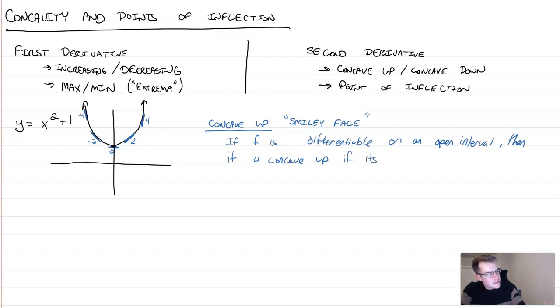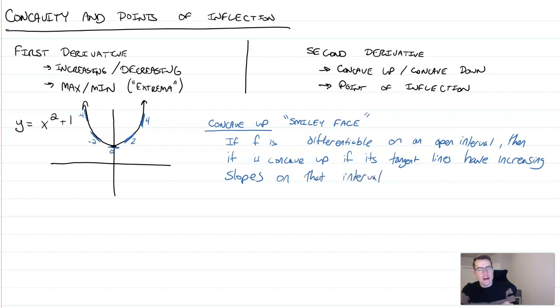on that interval. So as you can see here, our slopes increase from -4 to +4. Well, guess what? I bet you can figure out what concave down is here then.